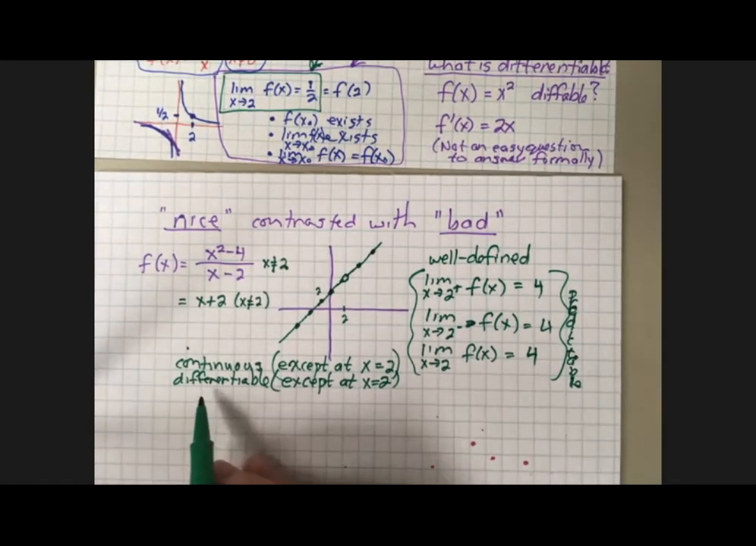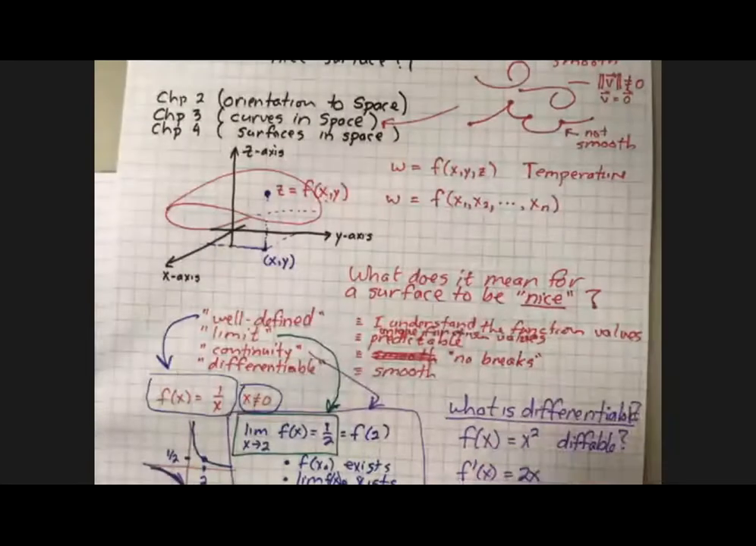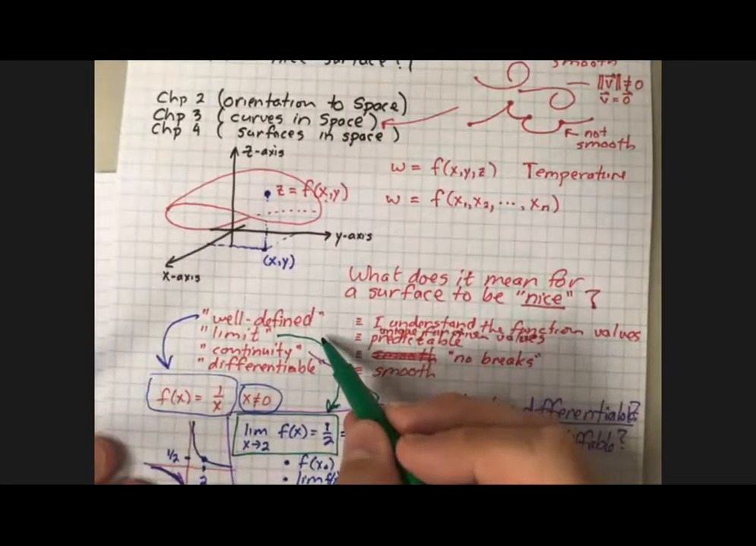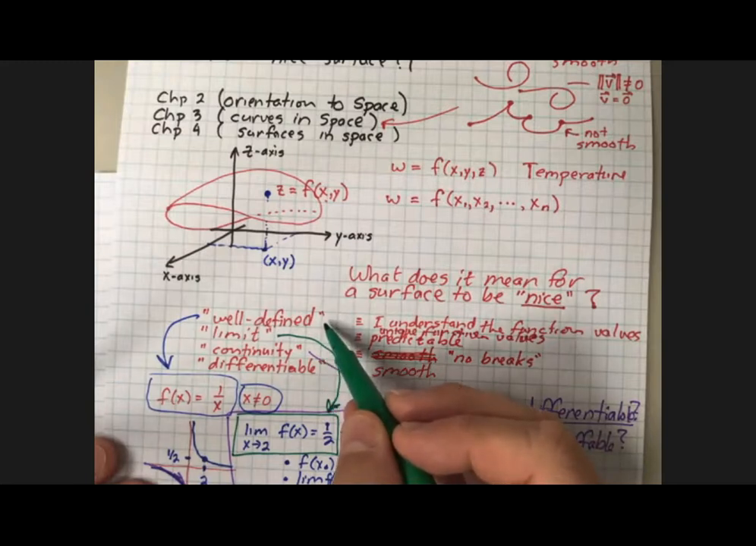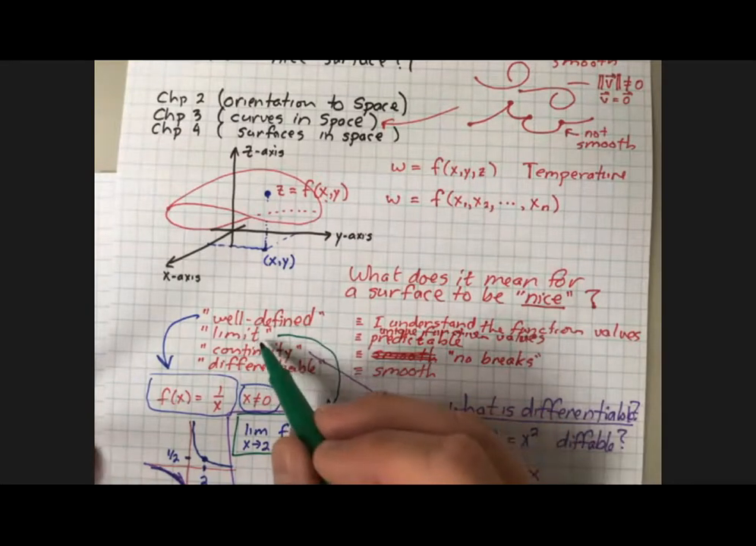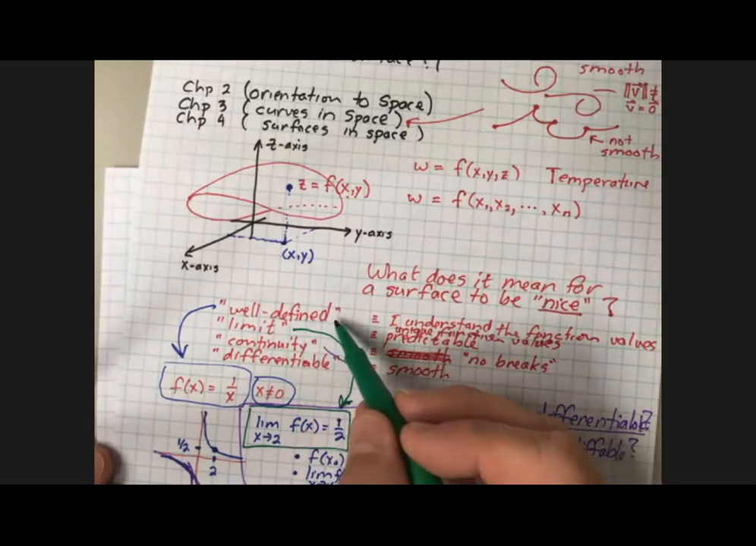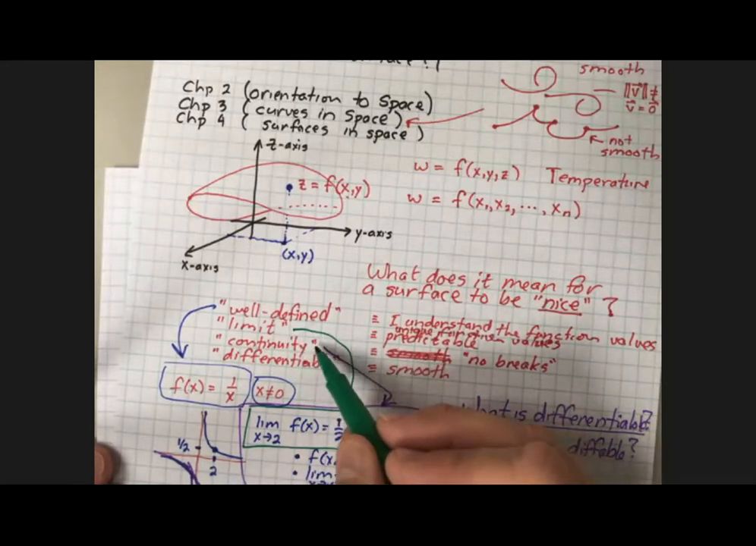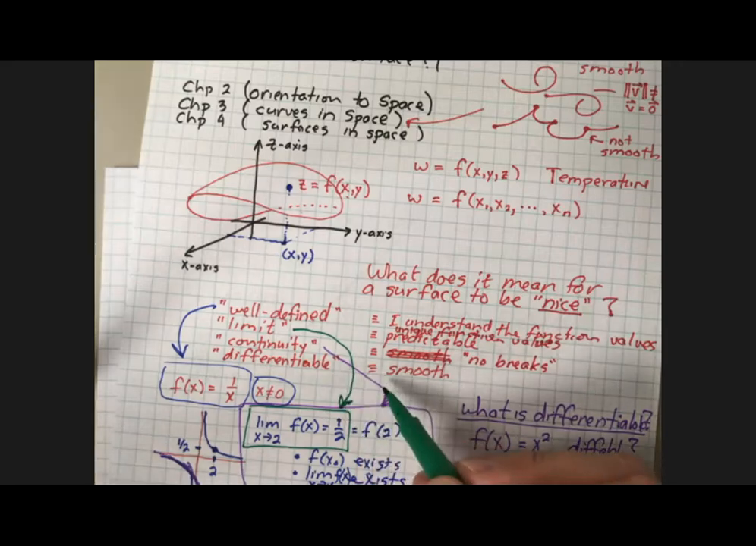So you spent a lot of time, whether you acknowledge it or not, thinking about functions at these four levels. Is it defined? Is it well defined? Can I find a limit at any point? Is it predictable? Defined, predictable. No breaks. Continuity meant there were no breaks or holes in the function. Differentiable meant the function is smooth or had a tangent line at every point.